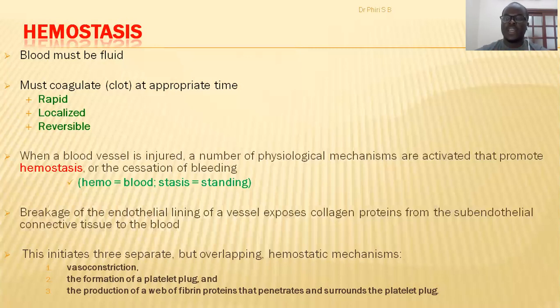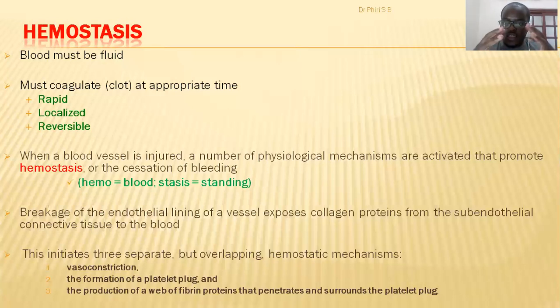So in simple terms, of these hemostatic mechanisms, you have three major ones. You have vasoconstriction, which is also called vascular spasm, and then it results in formation of the platelet plug. After that, you have production of fibrin. This fibrin is the one that will form the fibrin mesh network to stabilize the clot. And after that, you need to have clot retraction, or contraction of the clot so that it becomes smaller.